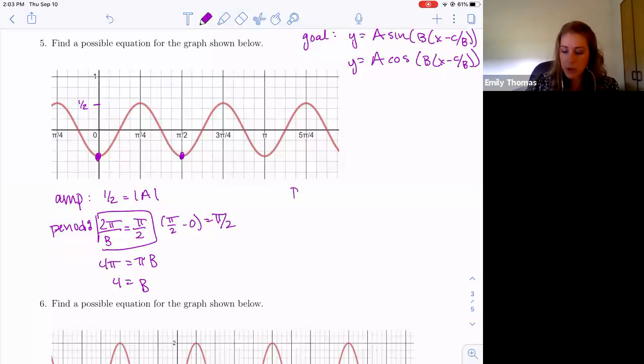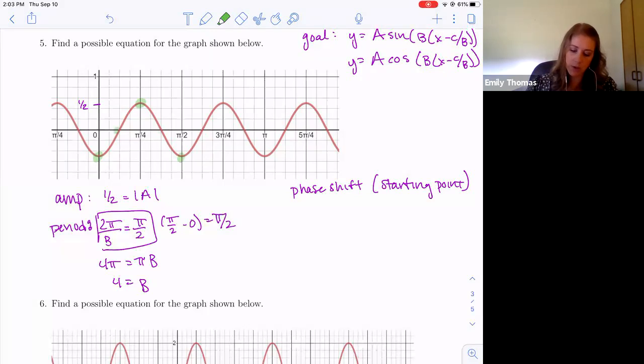So you want to choose what the phase shift is. This would be your starting point, remember. So we have choices here. We could choose to start right here, here, or here. Just start here, here, wherever you want. If starting at 0 is an option, that's a good option to choose. So if we start at 0 right here, our phase shift is 0. That is C over B.